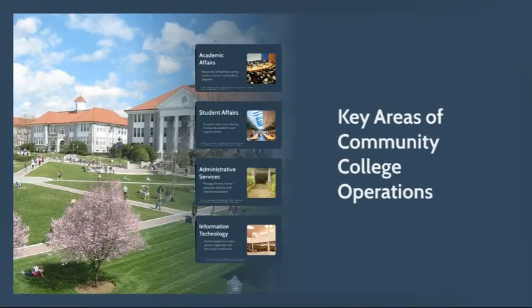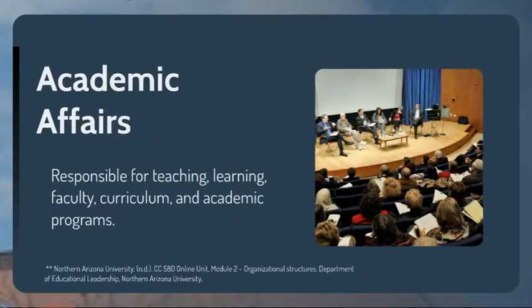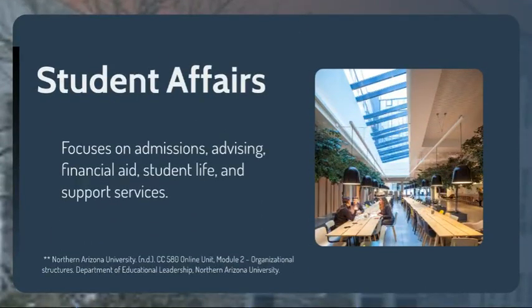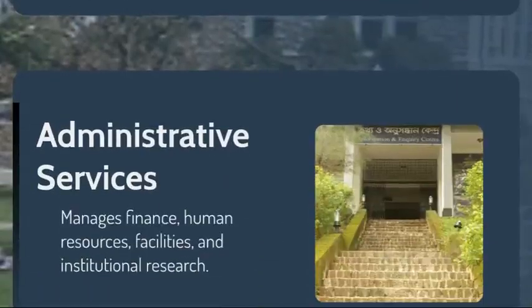So, key areas of community college operations. To further discuss, academic affairs is crucial for overseeing teaching, learning, faculty management, curriculum development, and the implementation of academic programs. Student affairs will focus on holistic student development. This includes managing admissions, advising, financial aid, student activities, and student support services.